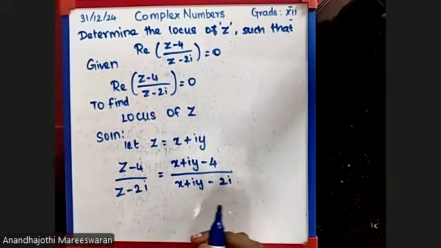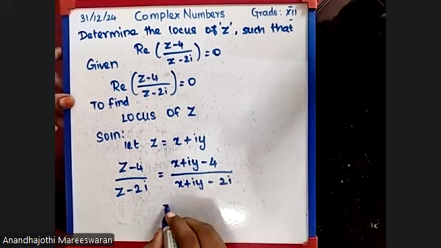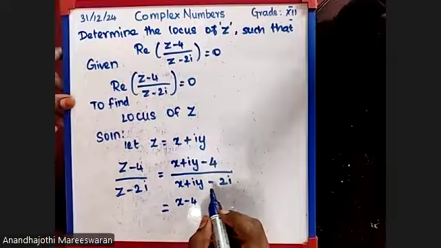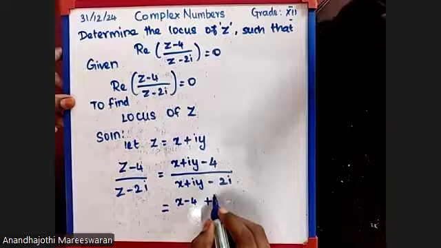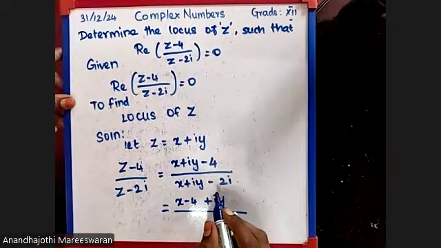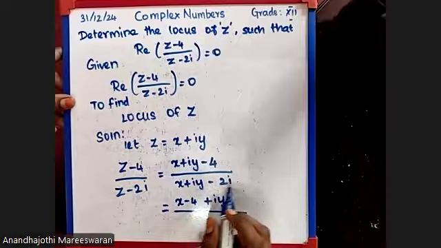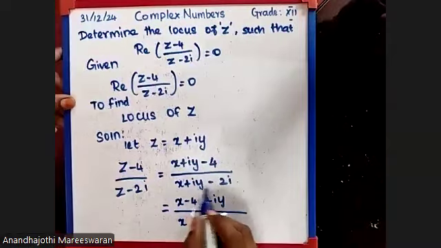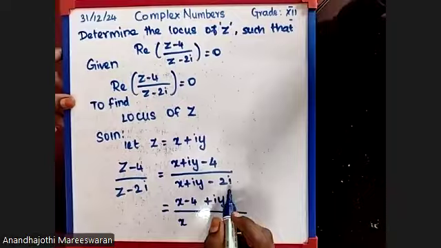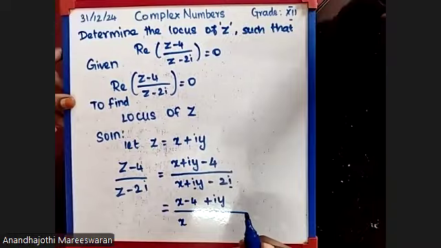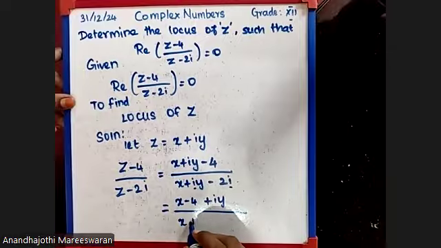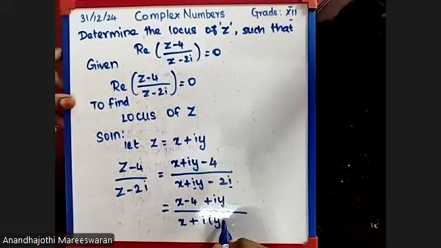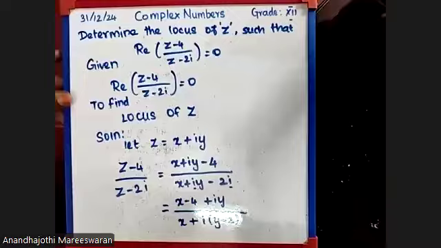Now I am going to separate the real part and the imaginary part. In the numerator, the real part is x minus 4, and the imaginary part is plus iy. Likewise, we are going to do the same in the denominator. Who is the real one? x. These both are imaginary terms, so I am going to take i as a common term out of both. So x plus i into (y minus 2).